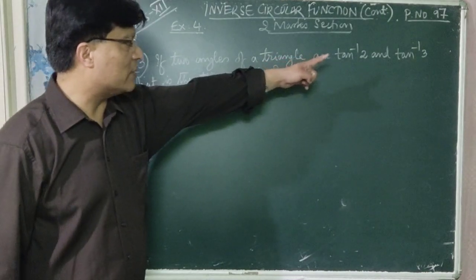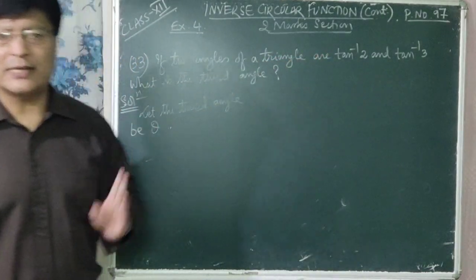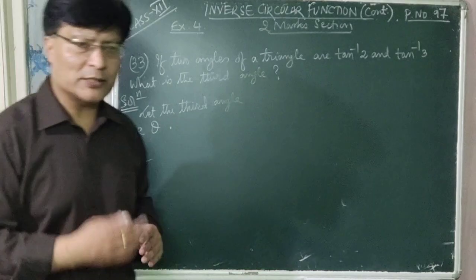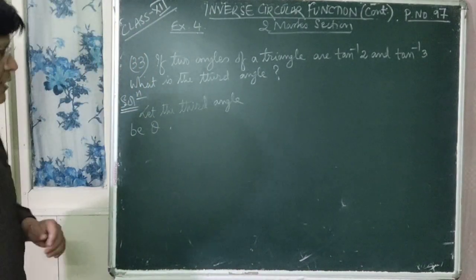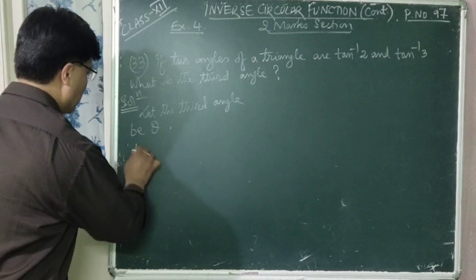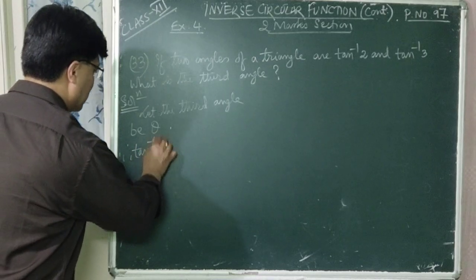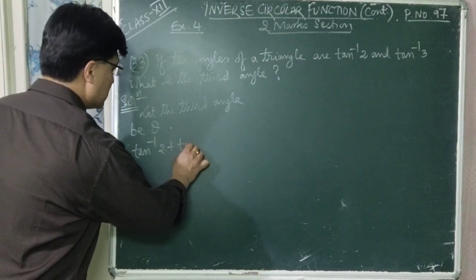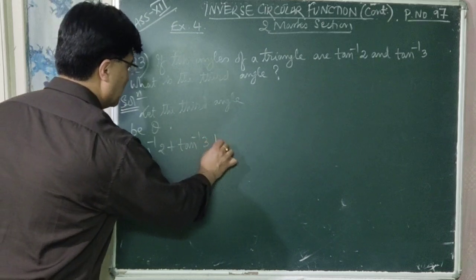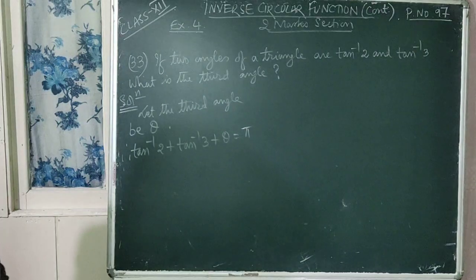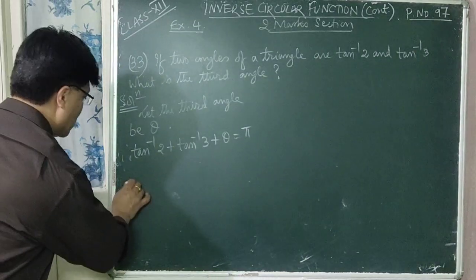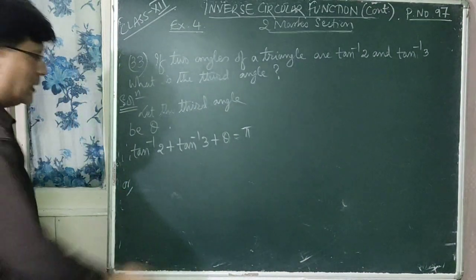Tan inverse 2, tan inverse 3 and theta. Theta is an unknown quantity. The sum of these three angles is equal to pi, that is 180 degree. So therefore tan inverse 2 plus tan inverse 3 plus theta is equal to what? Pi.